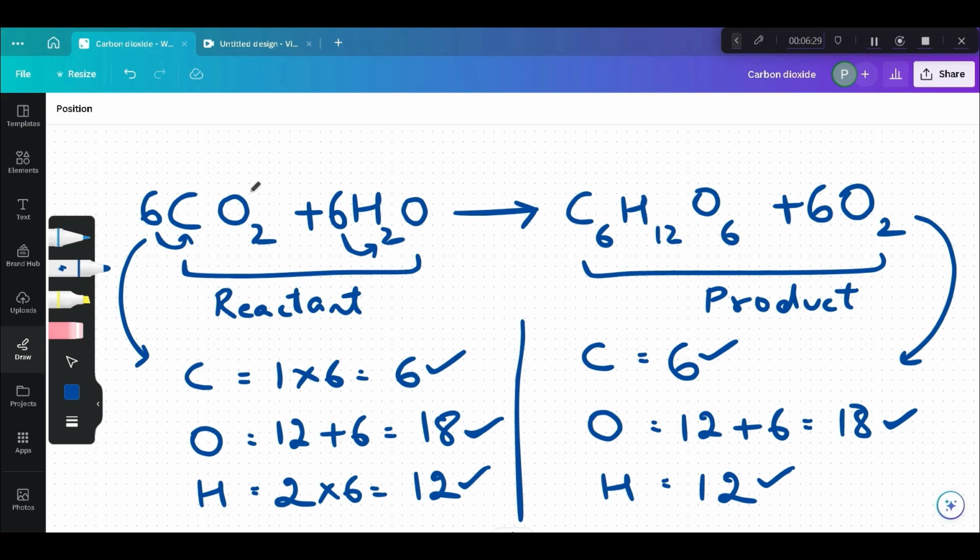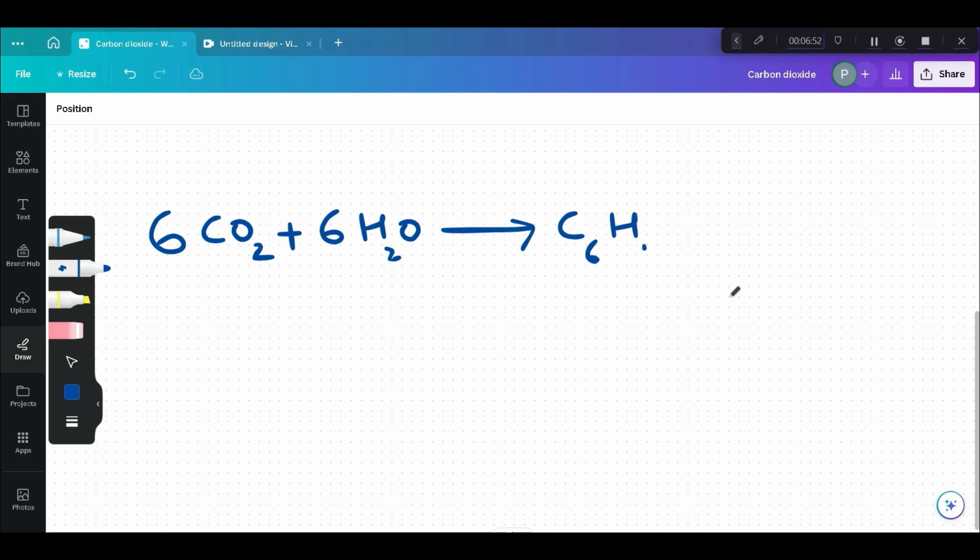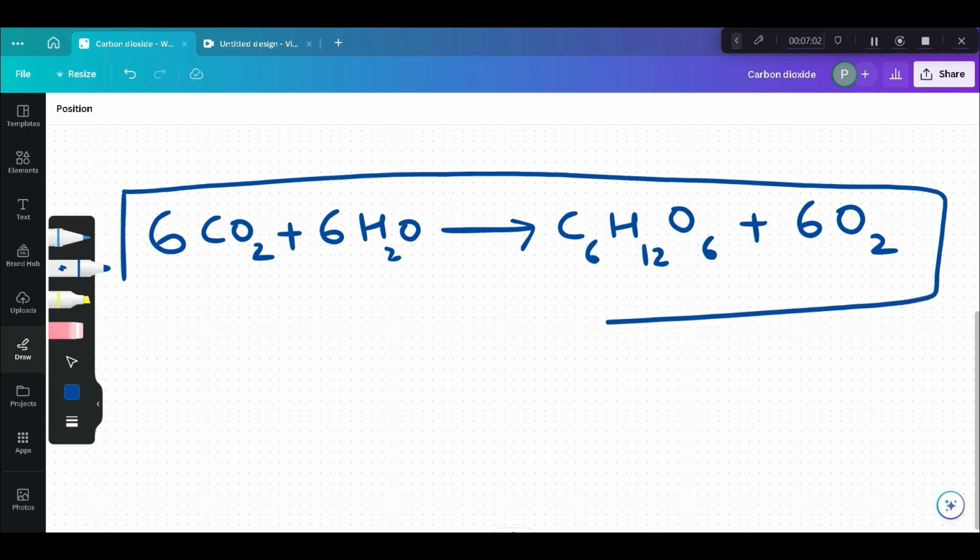All right, now this is our balanced equation. So what you mean by this equation is that you have 6 molecules of carbon dioxide combined with 6 molecules of water, which will produce glucose and 6 molecules of oxygen. This is your balanced equation for photosynthesis.